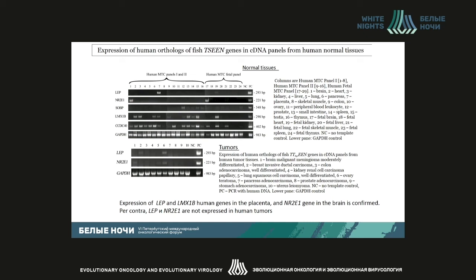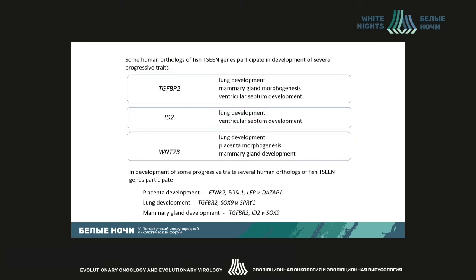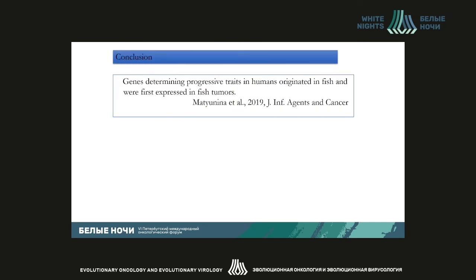We showed this not only in silico, but in vitro, in experiments: the expression of these genes in the placenta or in the brain. It turns out that some genes that we described in zebrafish participate in the development of progressive functions, and several genes participate in this. Now we are talking about some new gene networks that are very important. An article was published last year on this topic, where the suggestion was published that genes determining progressive traits in humans originated in fish, and were first expressed in fish tumors.